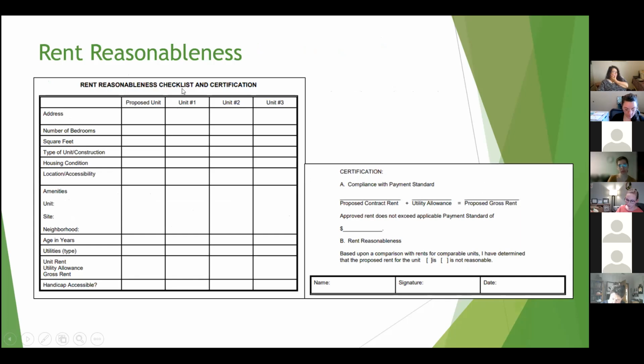So here's the basic HUD form that's encouraged to use, or something similar, but it's going to be asking for the proposed unit information and then your comparable units. You're showing that your proposed rent and the utility allowance gives you a gross rent, and that is below the payment standard. And then you want to say that it's rent reasonable, make sure you click "is," and you sign and date it. So making sure you're completing all the fields.